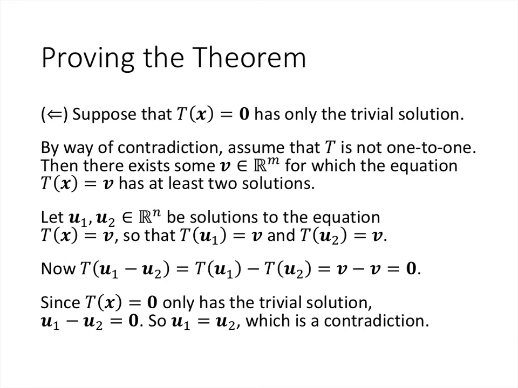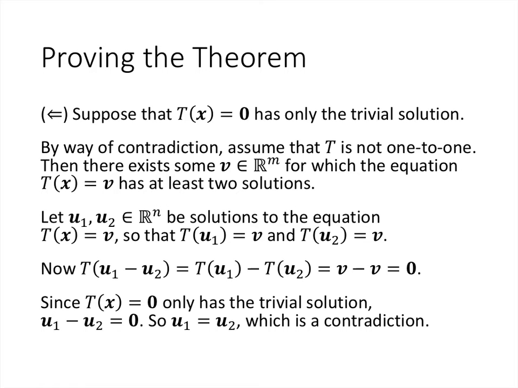Now, proving the other direction, we want to suppose that T of x equals 0 has only the trivial solution, and we want to prove that T is one-to-one. So now we're going to use a technique called proof by contradiction. We're going to assume the opposite of what we want. We want to know that T is one-to-one, so we're going to assume that T is not one-to-one. And what we're shooting for now is a contradiction, something that doesn't make any sense, and that would show us that this assumption that we're making is actually a wrong assumption.